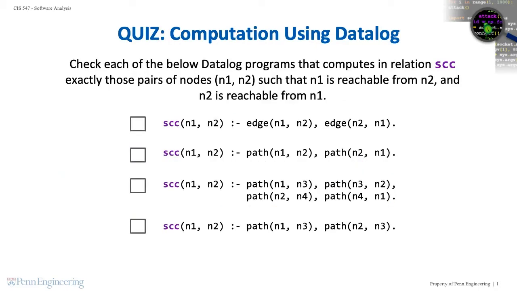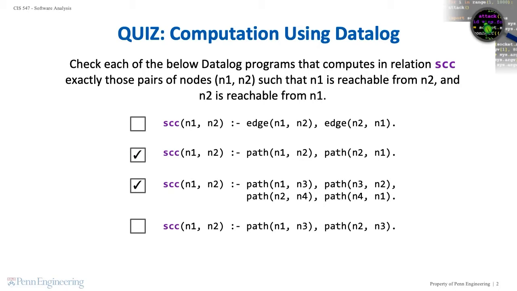Let's work on expressing another computation in Datalog in the form of a quiz. Suppose we want to compute the relation SCC, standing for strongly connected component, on a directed graph from the input relations edge and path, as we defined them earlier. And suppose we want our Datalog program to output SCC N1, N2 if and only if N2 is reachable from N1 and N1 is reachable from N2. Select each of the inference rules below that will compute the correct output.